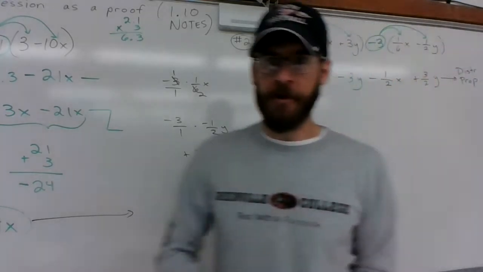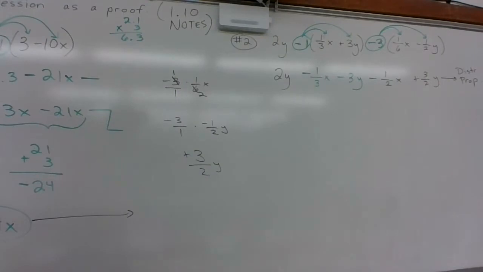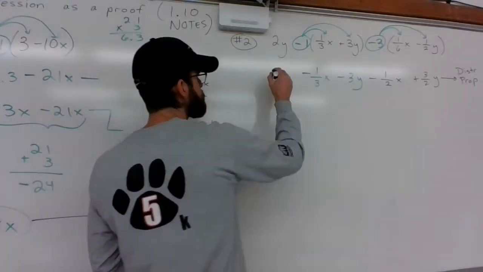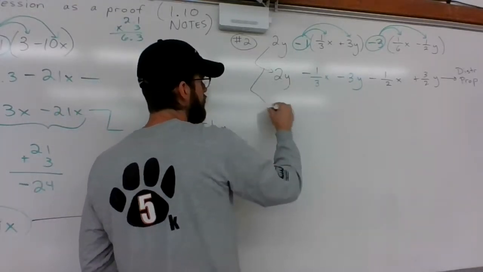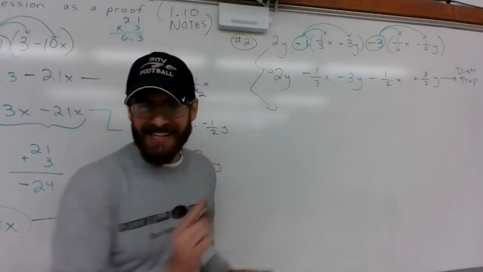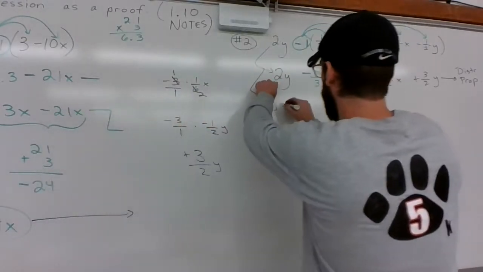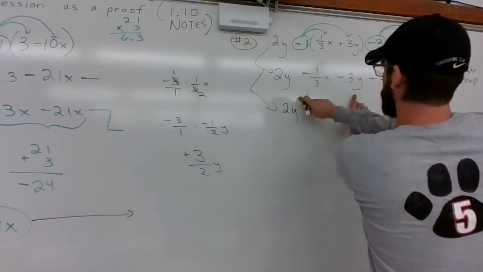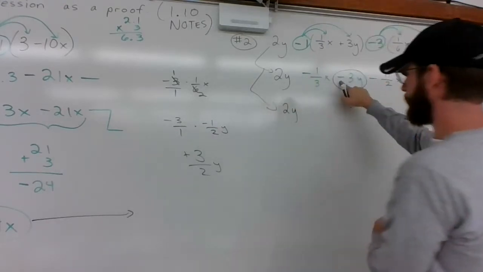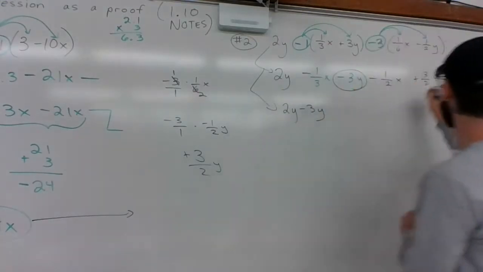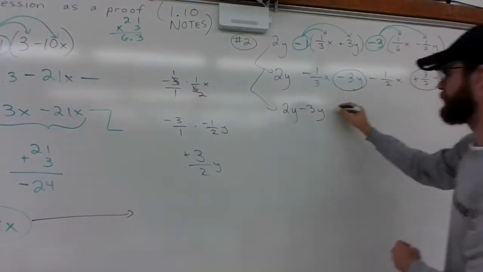That's the distributive property. Now let's rearrange some things. I want to get the y's side by side. So 2y minus 3y, remember always the sign to the left of it gets carried with it, plus 3 over 2y.